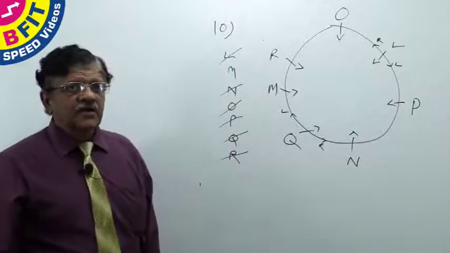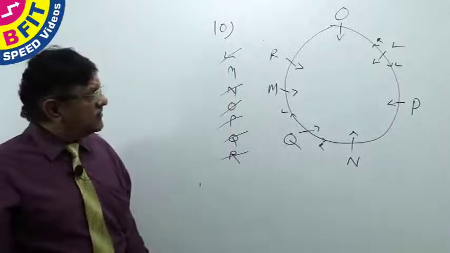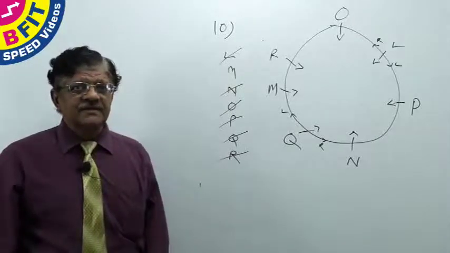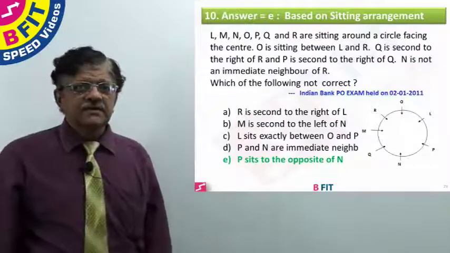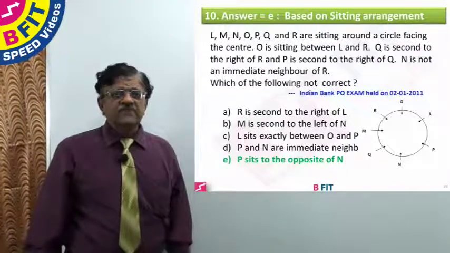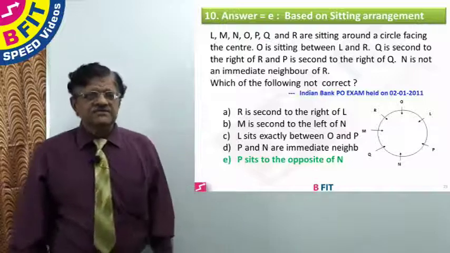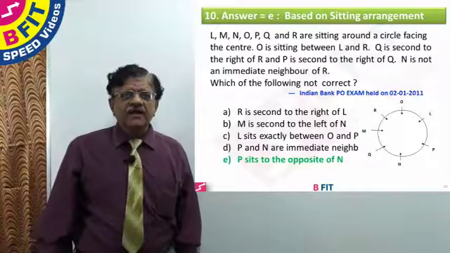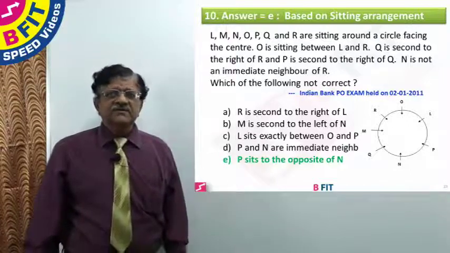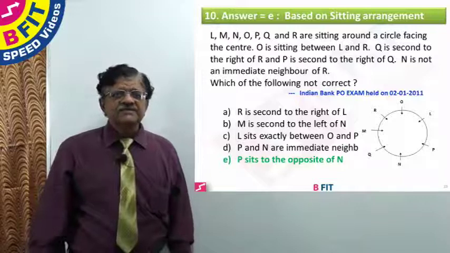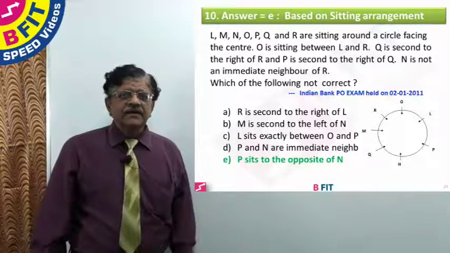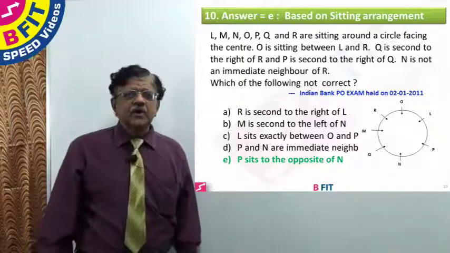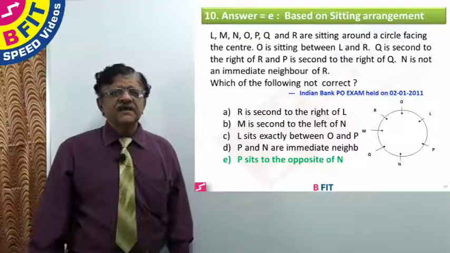Now what is the question? The question is, which of the following is not right? Let us see the answer. Now you can look at the position we have plotted as well as the various options. R is second to the right of L. Yes, it is true. M is second to the left of N, correct. L sits exactly between O and P. Yes, L is sitting exactly between O and P.